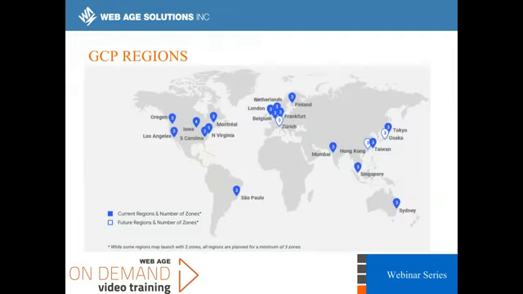So Google itself has regions in many ways that look the same. Sao Paulo for South America, Mumbai, Taiwan, 4 or 5, sorry, locations within Europe, one coming online in Switzerland, 5 locations within the US, and 1 location in Canada.